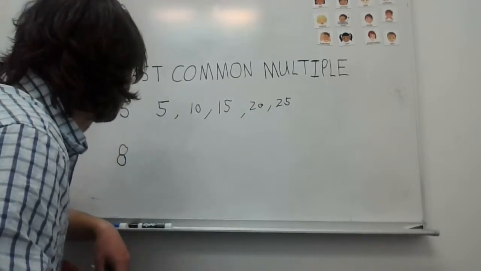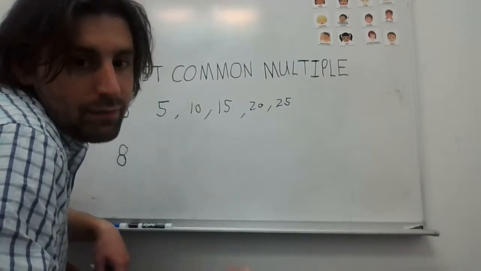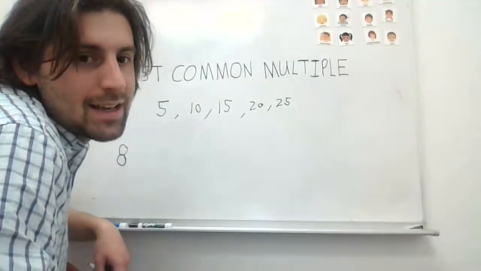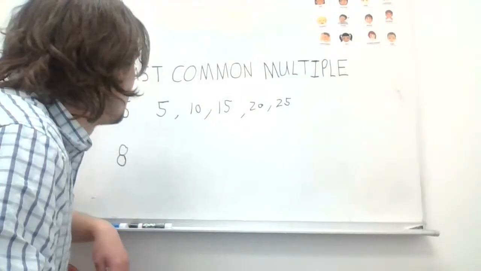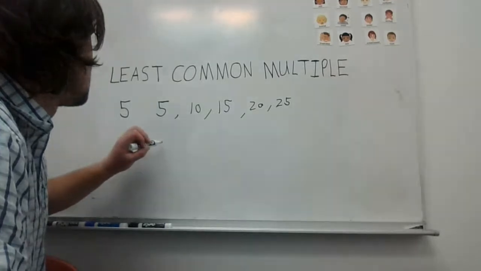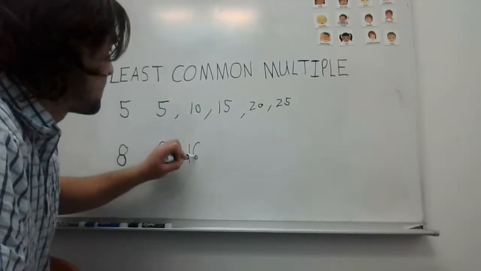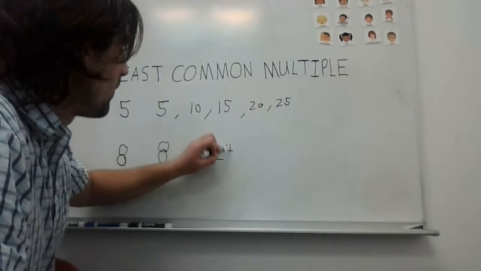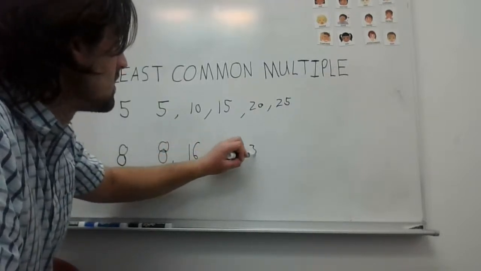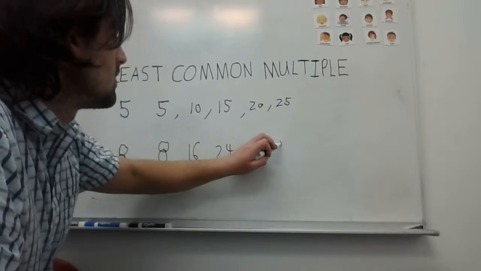So now I'm going to do multiples of 8. And after I write down 5 multiples of 8, I'm going to see if there are any numbers in common. So here we go. 8, 16, 24, 32, 40.